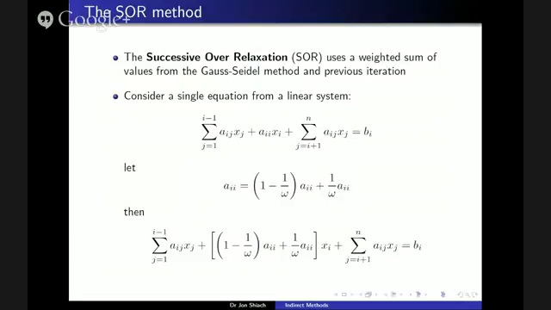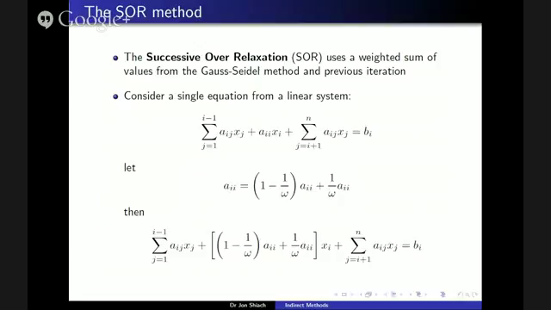I'm going to finish off by having a look at what we call the successive over relaxation method, or SOR. This is a method which improves upon Gauss-Seidel. Even though Gauss-Seidel is faster than Jacobi, we can still improve on it. Successive over relaxation basically uses a weighted sum of the values from the Gauss-Seidel method, and it's quite a neat bit of mathematics.